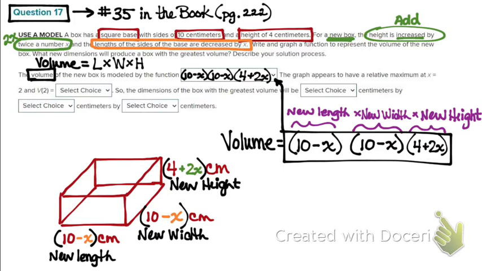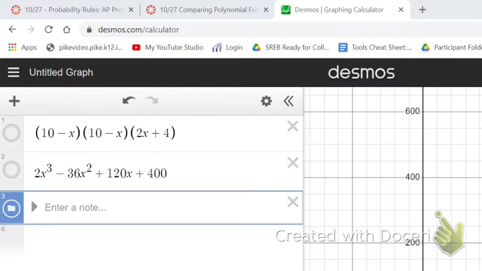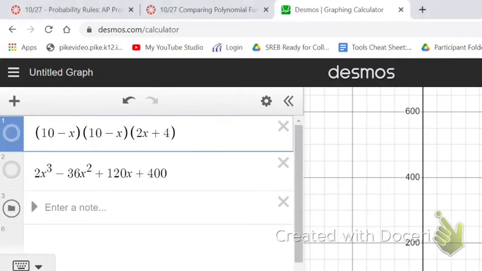Let's graph that. I want to know what this looks like. I went ahead and graphed this already. I need to switch this around though. I wrote it backwards.